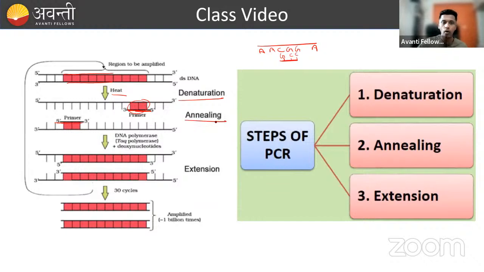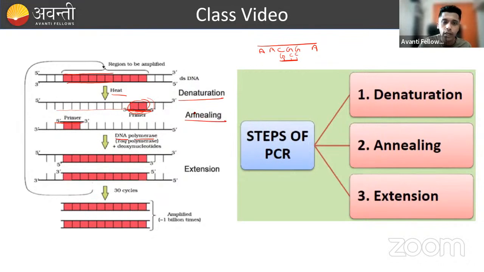Understood? Now, after annealing is done, the DNA polymerase is added for extension of the DNA strand. You can see that your primer has occupied only a part of your DNA, right? Now what is your job? Your job is to extend the rest of the DNA. When you extend the rest of the DNA, you have a new double-stranded DNA. Did you understand the knack here?